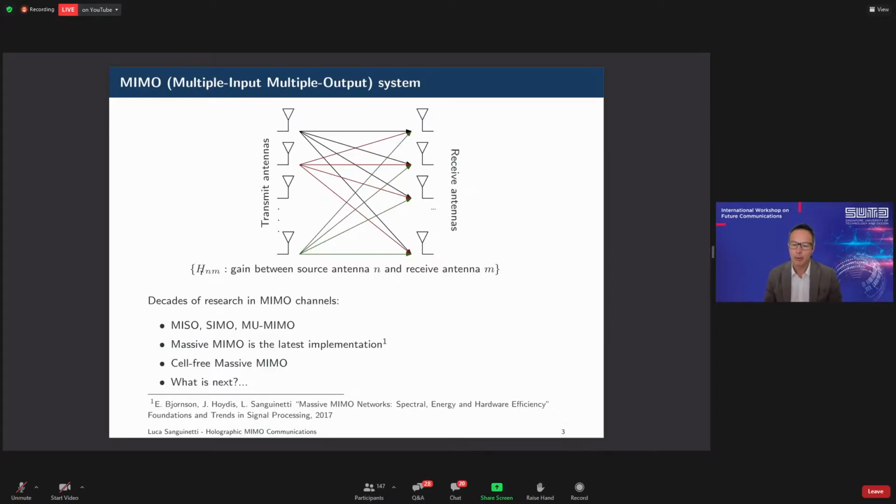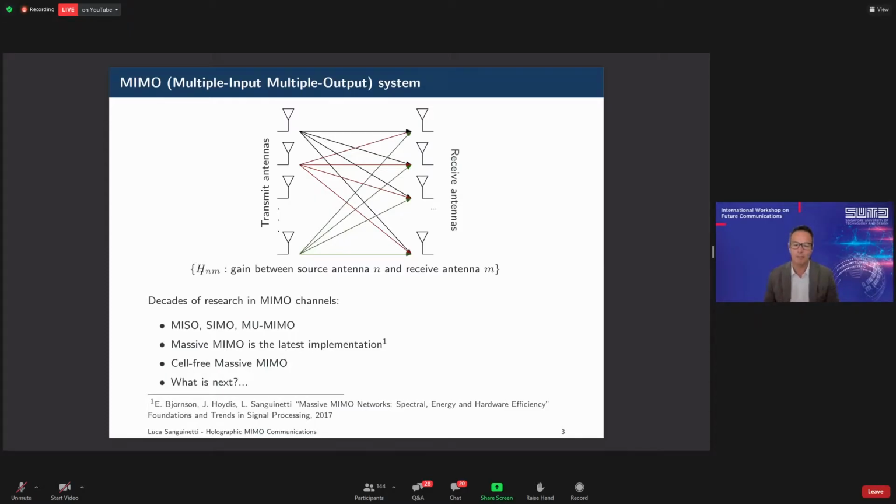Now, MIMO communications have been around for a long time. So we have investigated so many possible MIMO configurations during the last 20 years. If you search in the literature, you can see MISO communications where you have multiple transmit antennas and a single receive antenna. SIMO communications, where you have a single transmit antenna and multiple receive antennas, or you may have multi-user MIMO, which stands for multiple users equipped with multiple transmit antennas and multiple receive antennas.